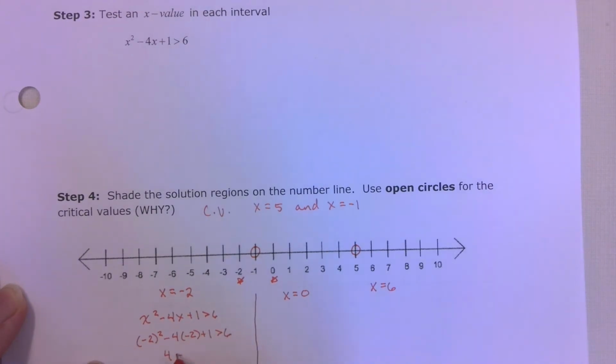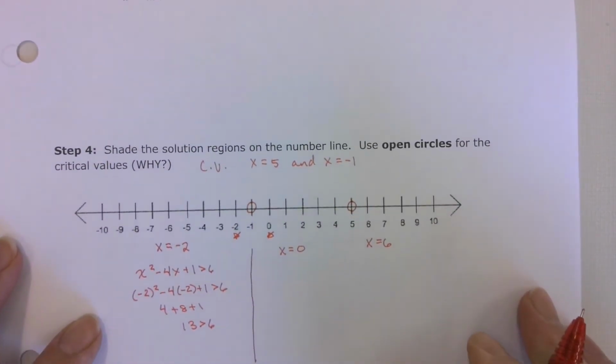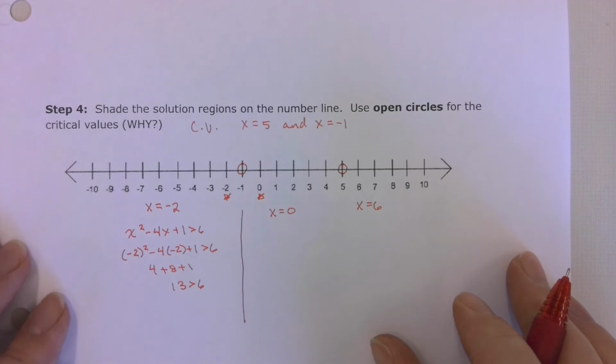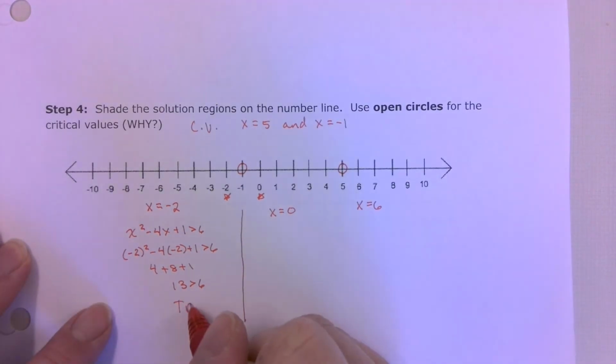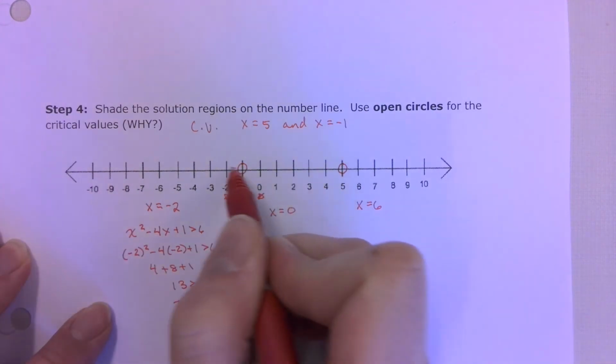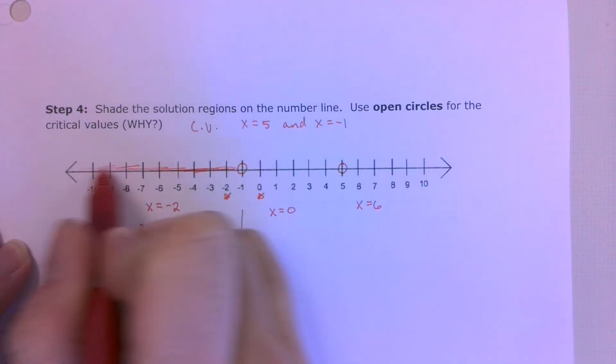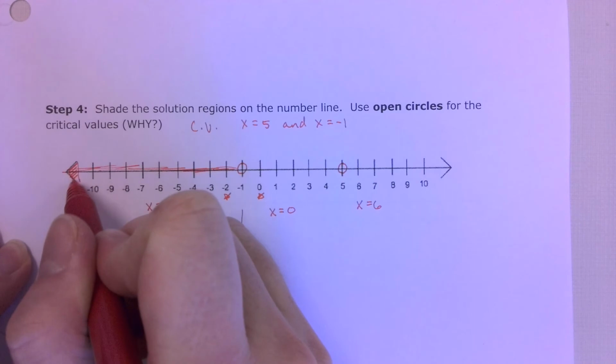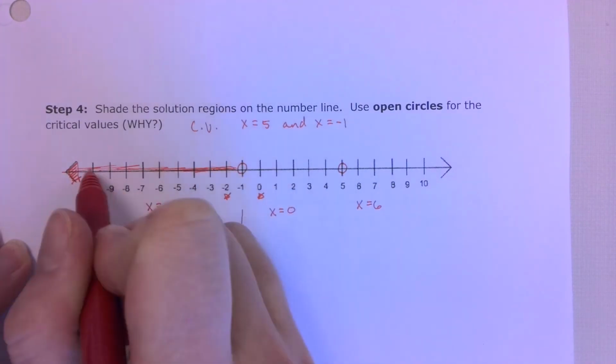So that's going to be 4 plus 8 plus 1. And I get 13 is greater than 6. And so we have a true statement. And since this is true, then that means anything below this line works. So I'm going to go ahead and shade in my number line and show that it continues forever.